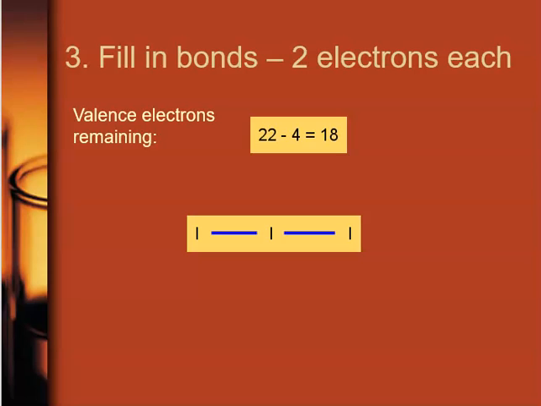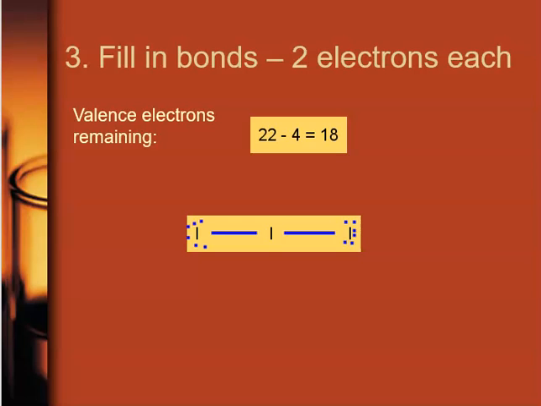So we're going to start off by filling in those surrounding atoms, just like we always do, with 8 electrons around those surrounding atoms. So we've got 2 in the bond, 4, 5, 6, 7, 8. Pretty ugly, but you know, 2, 3, 4, 5, 6.